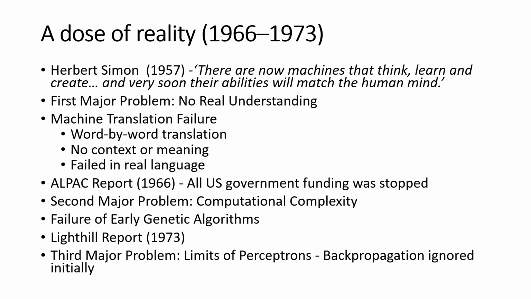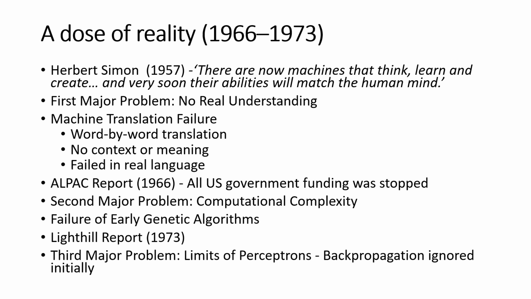In 1973, the Lighthill report criticized AI research in the UK. The report said AI cannot scale to real-world problems due to combinatorial explosion. As a result, the British government stopped AI funding except in two universities. This further slowed AI research. The third major problem is the limits of the perceptron.